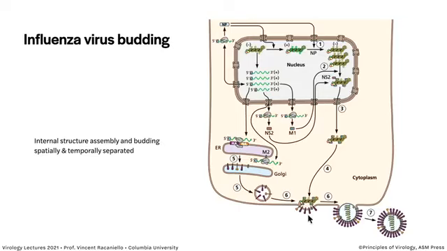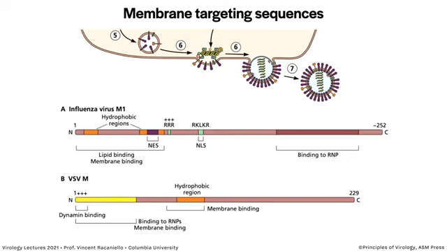Now, how does the RNP know where to go? If RNPs can know anything. Of course, they cannot, but how are they directed to where they need to go? That depends on what we call membrane targeting sequences. Now, when you hear membrane targeting sequence, you're probably thinking of signal sequence, but the signal sequence is only one way to get a protein to a membrane. Another way is a hydrophobic region, and the influenza virus M1 protein has such a sequence.